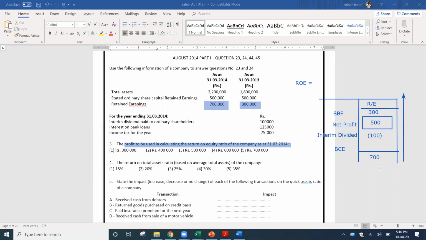Then the return on total assets ratio based on the average total assets of the company. What's the answer for this? You have total assets of 1,800 opening and closing 2,200. You need to get the average, and the return for the average.